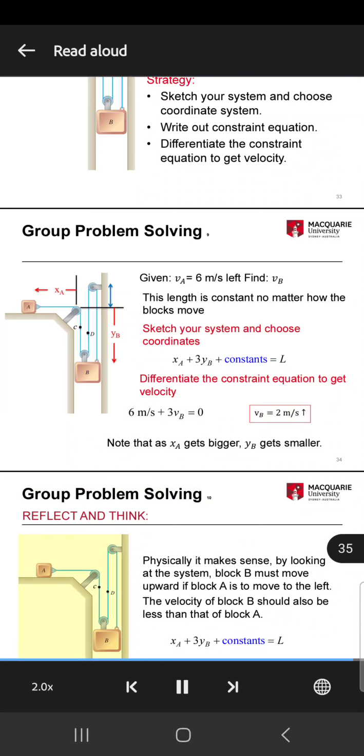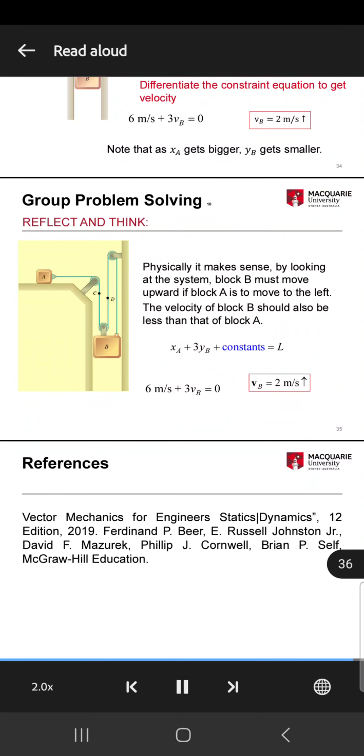Group problem solving 10. Block A lies on a horizontal surface, while block B moves up and down. A rope from the right side of A passes over a stationary pulley, passes through a pulley attached to block B, up to a stationary pulley, and back down to get attached to B again. Reflect and think.